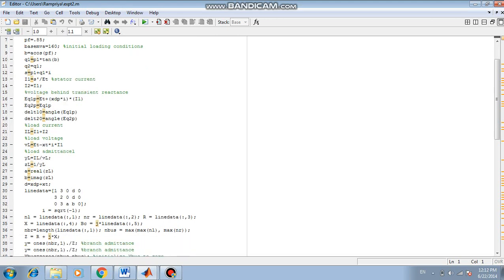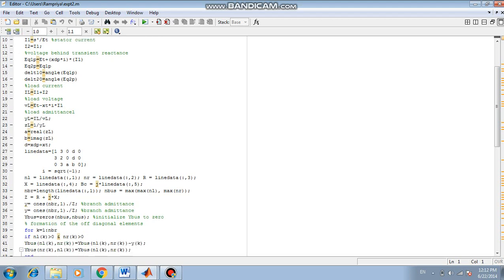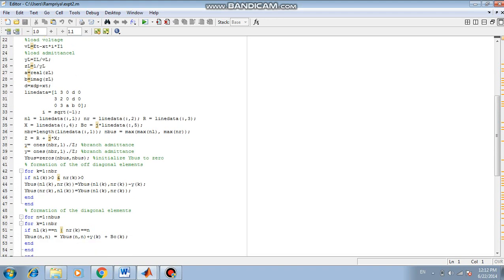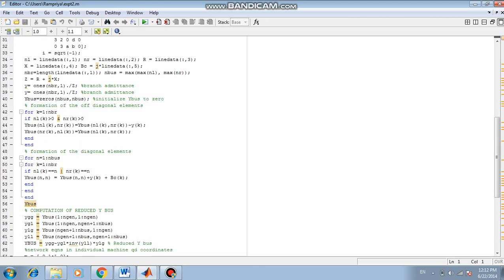That's all. Then from this you can calculate YL, ZL. Then A and B real parameters: A is the real part of ZL and B is the imaginary part of ZL. Then we can calculate D. Then this is line data, and first I have calculated the Y bus. See line number 40, I initialized the Y bus, and then from line number 42 to 47 I have calculated the off-diagonal elements. Then line number 49 to line number 55 I calculated diagonal elements. Like that I have found the Y bus.